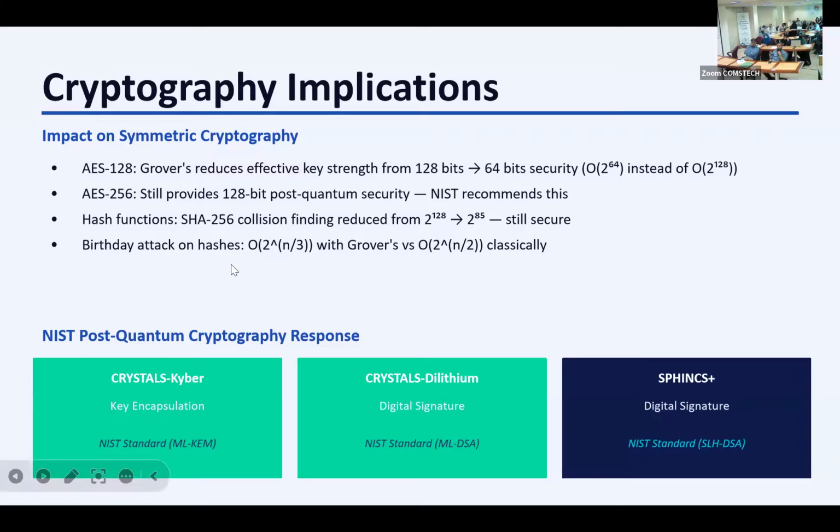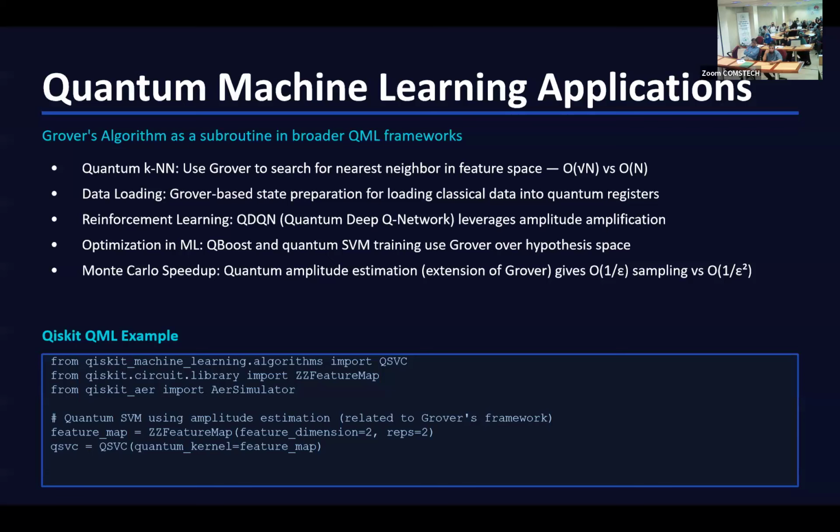So NIST has proposed to use these Kyber and Dilithium and SPHINCS+ for key encryption, digital signatures, and everything. You will get to know about these in tomorrow's session with Dr. Sabit.